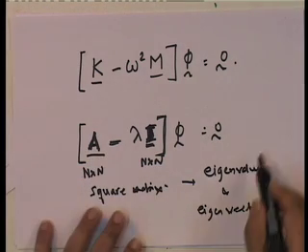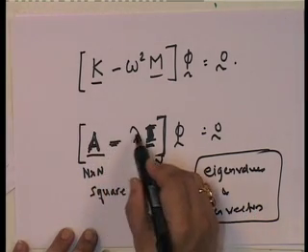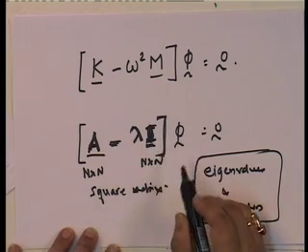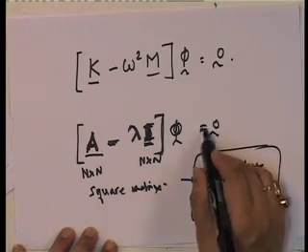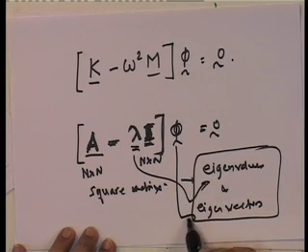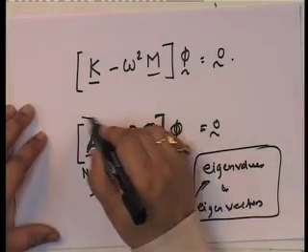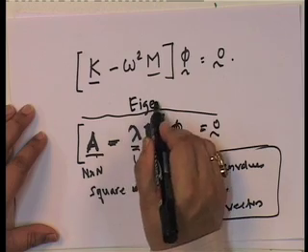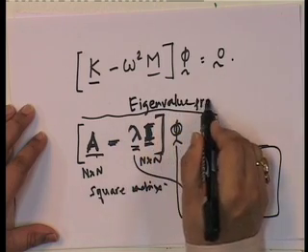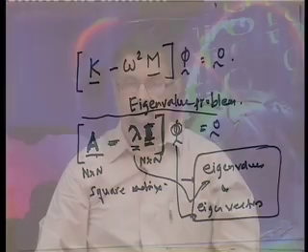And how did I find out the eigenvalues and eigenvectors? Okay. These were done by solving A minus lambda I, where I is the identity matrix, into phi is equal to 0, where this is the eigenvalue and this is the eigenvector of the matrix A. And this problem was known as an eigenvalue problem.